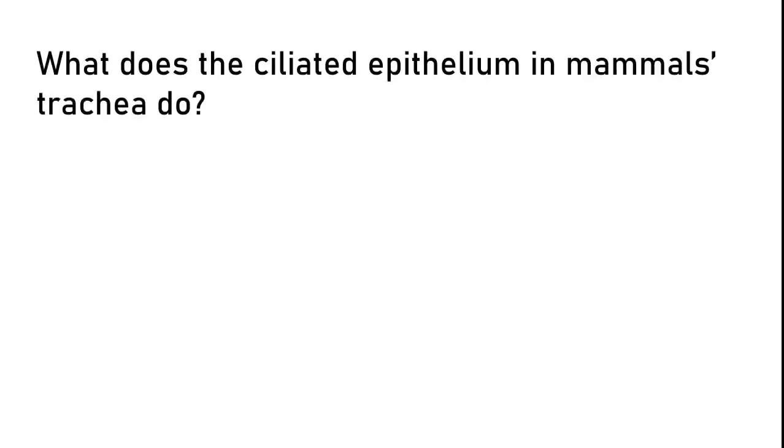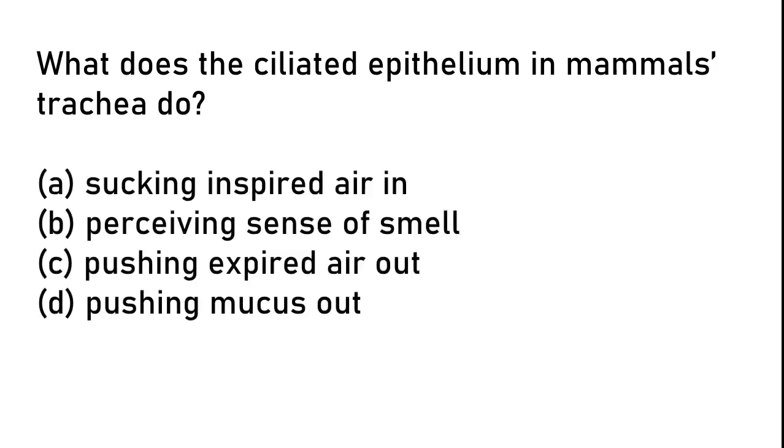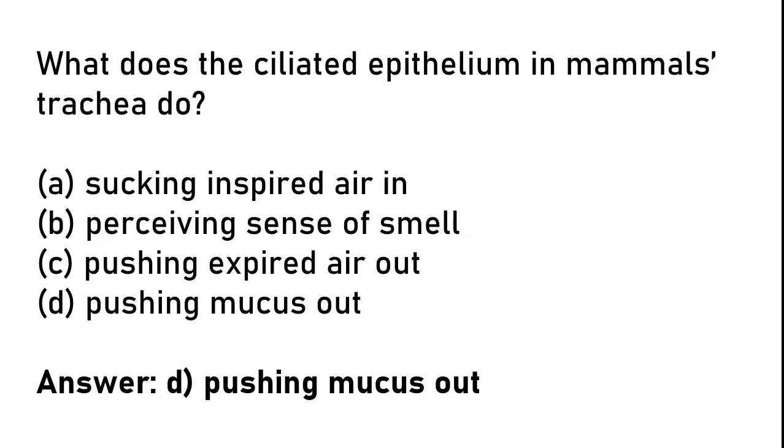What does the ciliated epithelium in mammals' trachea do? Sucking inspired air in, receiving sense of smell, pushing expired air out, pushing mucus out. So the correct answer is option D, pushing mucus out.